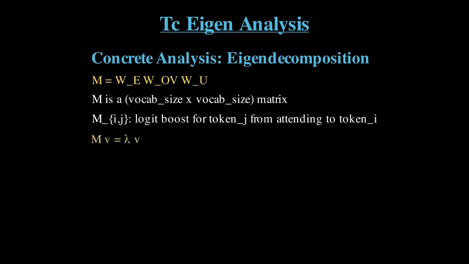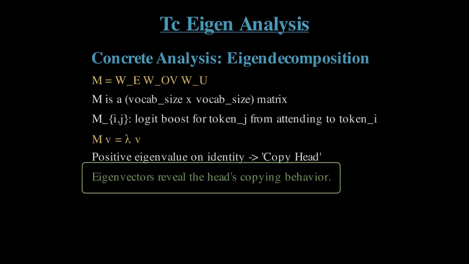We can analyze this matrix using eigen decomposition. The eigenvectors of this matrix represent stable directions of information flow. For example, if an eigenvector is the identity direction and has a large positive eigenvalue, it means the head strongly copies source tokens to the output. We call these copy heads. This is our first concrete circuit analysis. Diagonalize a single matrix, and its eigenvectors directly reveal the head's function.